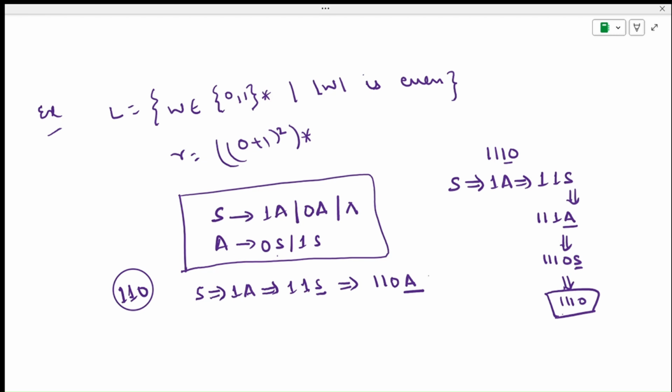So if you have written the correct grammar, you will be able to generate only the strings that belong to the language. I hope this video gives you an idea of how to write context-free grammar for regular languages. And always remember, all regular languages are context-free languages. Thank you all for watching the video.